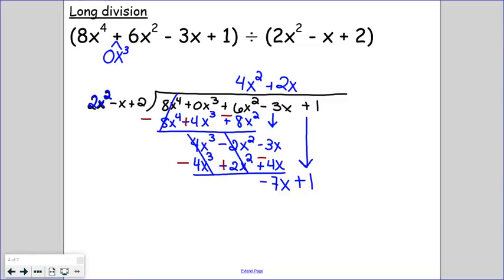And again, keep the negative with it. So my answer, what is on top? 4x squared plus 2x plus your remainder. Keep that entire remainder together. Negative 7x plus 1 over what we divided by, 2x squared minus x plus 2. If you were to slide that negative out front, it would be incorrect unless you factored it out. So unless you factor a negative out of that whole thing and change all the signs to 7x minus 1 and move the negative out front, it's incorrect. So don't move the negative out front.